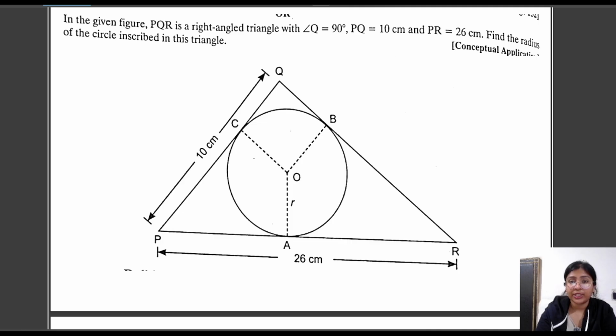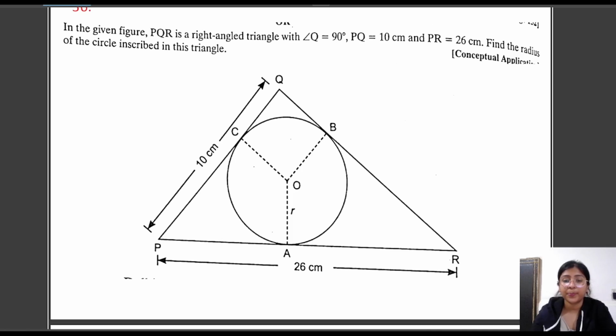Yes, important question for exam perspective. In the given figure, it is a right angle triangle, right angled at Q. Okay, if it is a right angle triangle, we can find out the third side with the help of Pythagoras theorem. We have two sides, we can find out the third side. Okay, 26 square will be 676. 26 square is equal to 10 square plus QR square. So 676 minus 100 is equal to QR square.